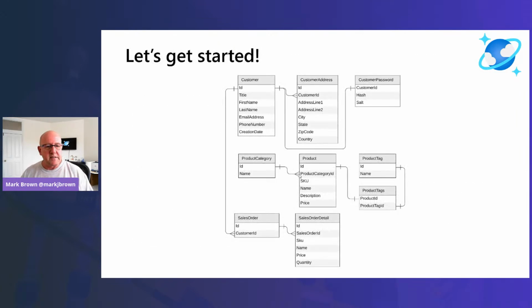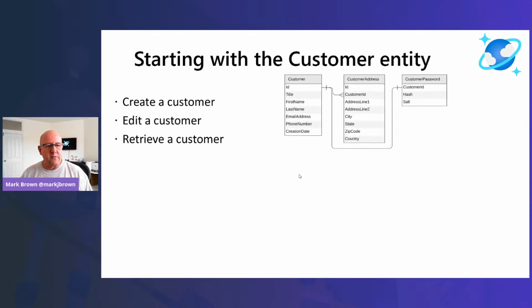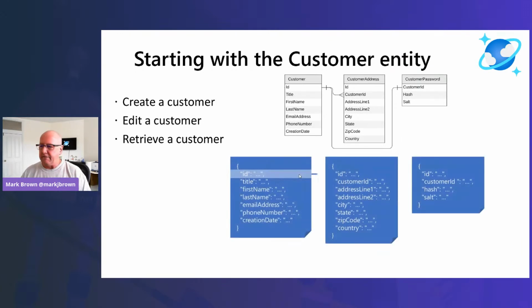Okay, so let's get started remodeling this relational database in Cosmos DB. And we'll start here with the customer entities. So we have three tables here. I've got customer, customer address, and customer password. And first, what we need to do is translate these into its corresponding JSON document.